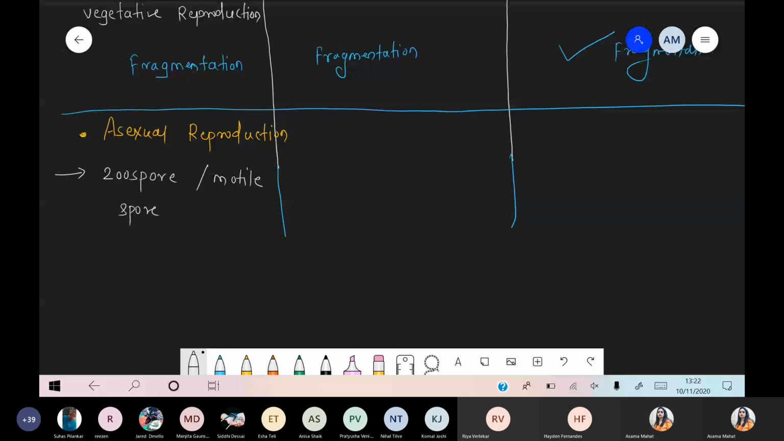And whenever we are talking about the next part, with respect to non-motile, that non-motile is also called the aplanospore. Okay, so got it.